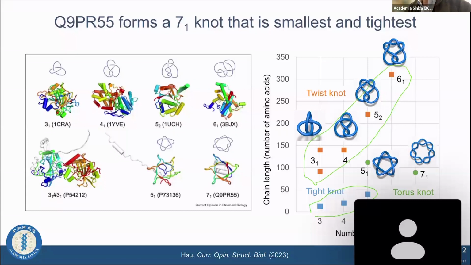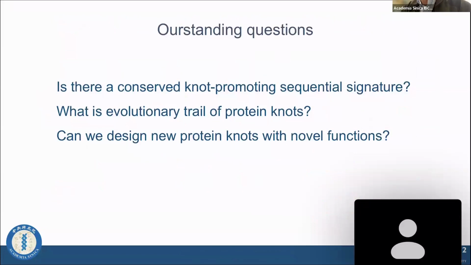to tie a knot. But the last example that I just showed you, the 7-1 knot, if we follow this trend, is really tight. There's not much space for this protein to move around before it falls into the native structure. So we are interested in knowing how such a small, complex, and stable knot can be formed spontaneously in nature.